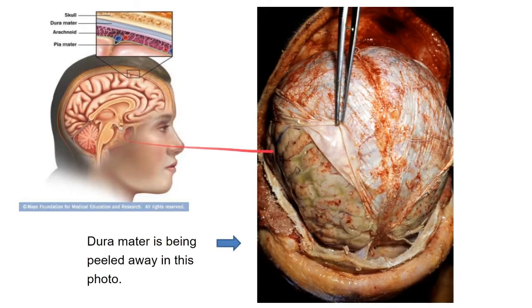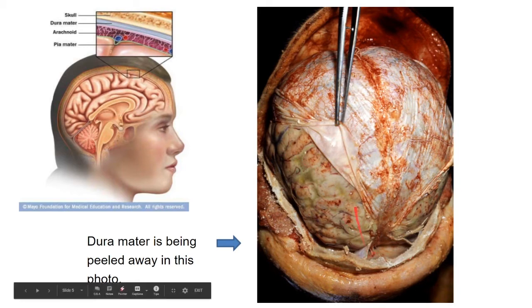The dura mater here is being pulled away, so you can see the brain underneath. You can see it's just a very thin layer that goes around the brain itself. It connects directly into the skull, and the cerebrospinal fluid will be kind of in between it.